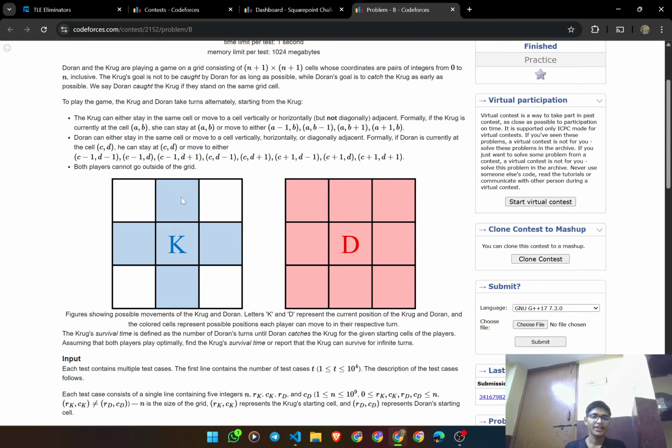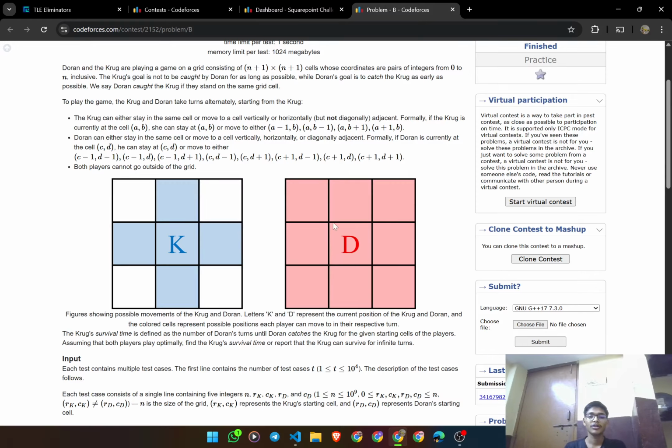And here the thief can walk like the elephant in chess. Like the elephant, he can run in only 4 directions, which are left, right, down and up. These are the only 4 directions he can go.